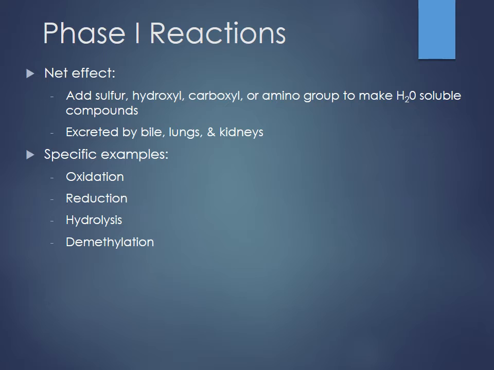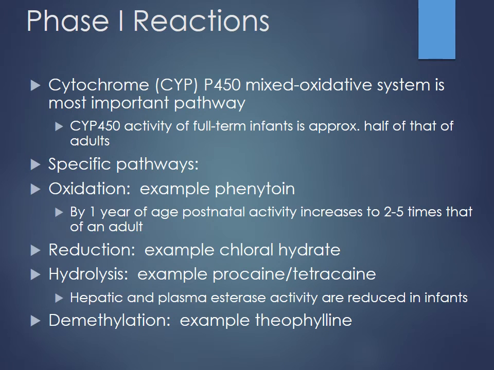Cytochrome P450, right? So this is where this comes into play. Again, this is the most important pathway. A ton of drugs that we're going to have are going to be metabolized through this pathway, and you end up seeing that even with a full-term infant, their activity of all the different enzymes is going to be about half of what you would see with an adult.